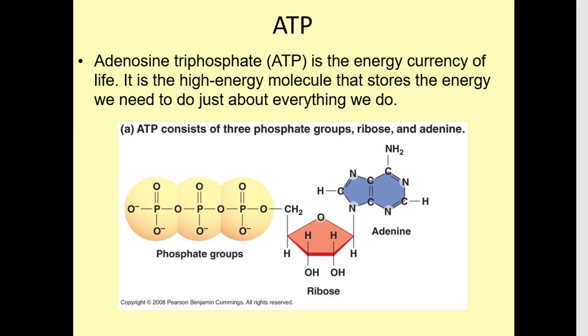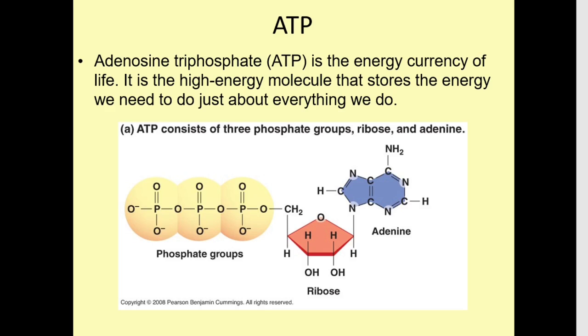So what we can see on the slide here is a molecule of ATP, or adenosine triphosphate. And this is the energy currency of life. So all forms of life, whether you're a bacterium or a human, or a plant or a fungus like a mushroom, you use ATP to carry out cellular work. And it's a high energy molecule that stores energy that we get from our food. And it powers pretty much everything that life does. So it is an incredibly important molecule.